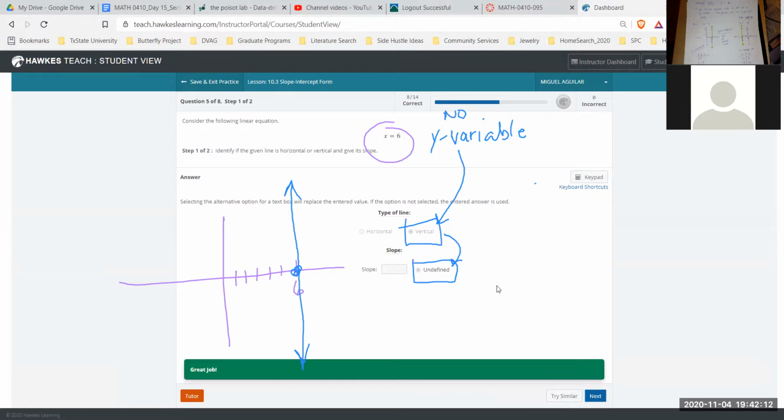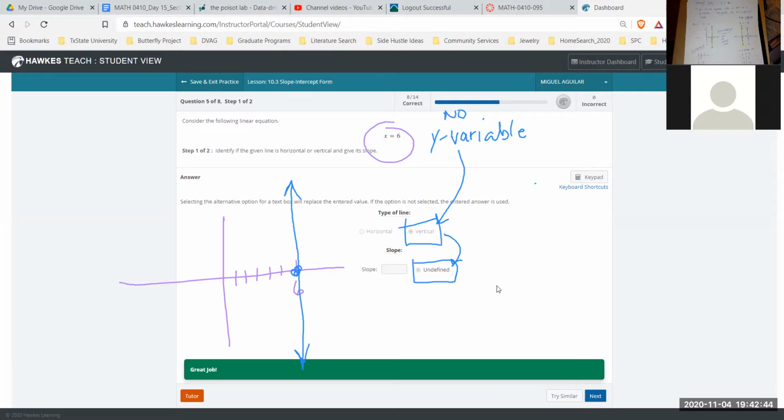Again, there's no tricks here. It's just straight facts, right? Does anybody have any questions about these kinds of problems? Is anybody curious why the slope is undefined? Okay, well, I'm going to tell you anyway if you're not curious.